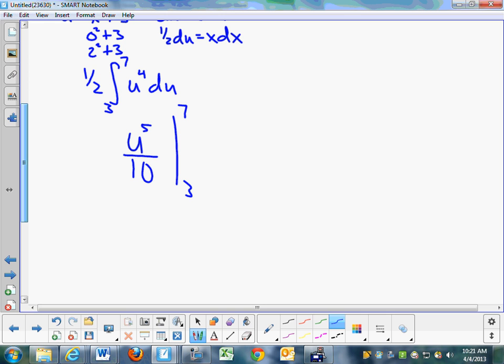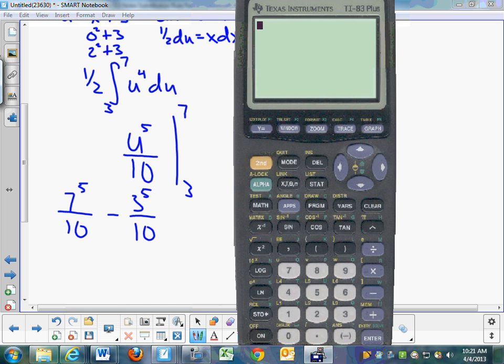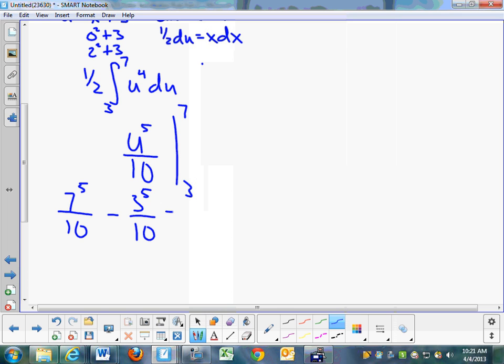7 to the 5th over 10, whatever that is, minus 3 to the 5th over 10. So I'll go to my calculator. So I've got 1656.4.